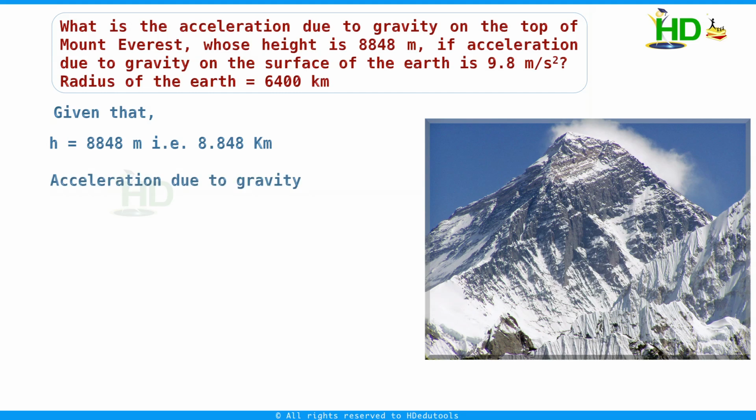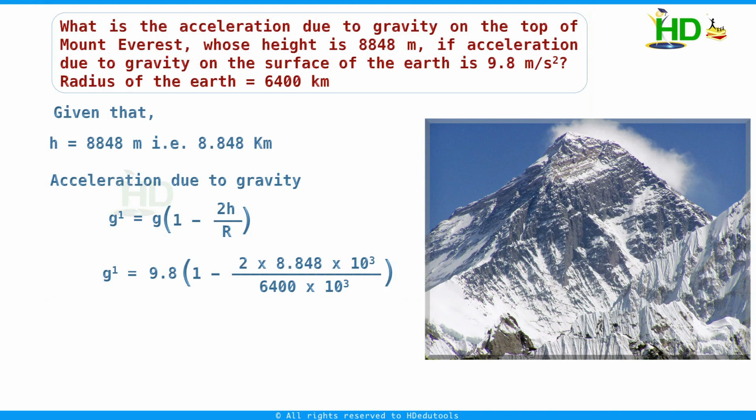Therefore, the acceleration due to gravity at height h, g prime, is g into (1 minus 2h by r), and this is valid when h is small. Now substituting the values of h, r and g. In our problem it is given g is 9.8 meter per second square, h is 8,848 meter or 8.848 kilometer, r is 6,400 kilometer.